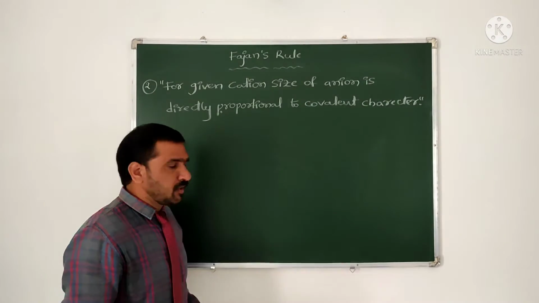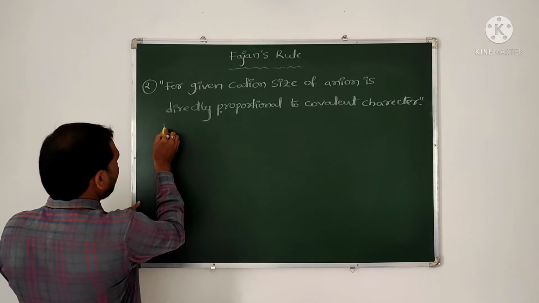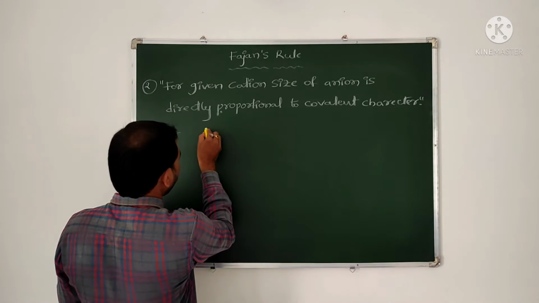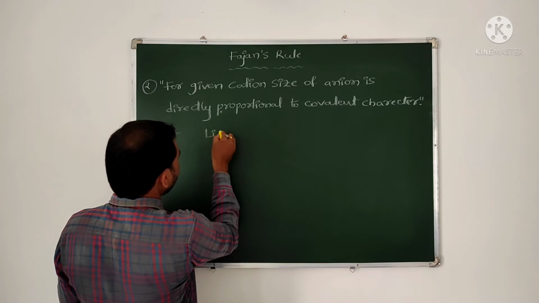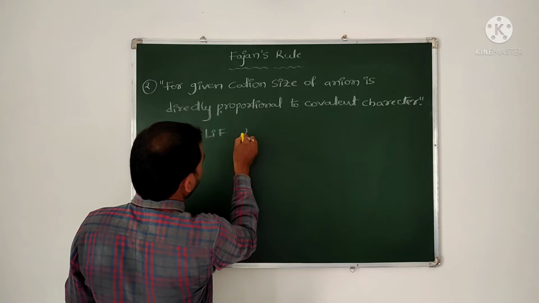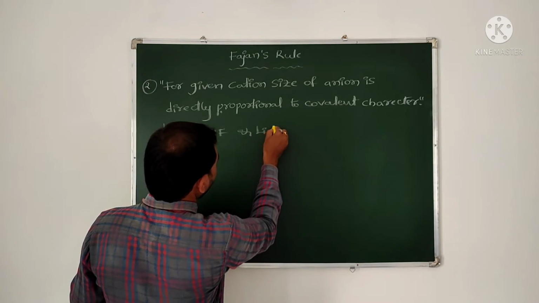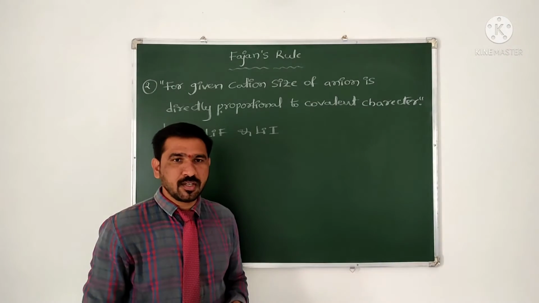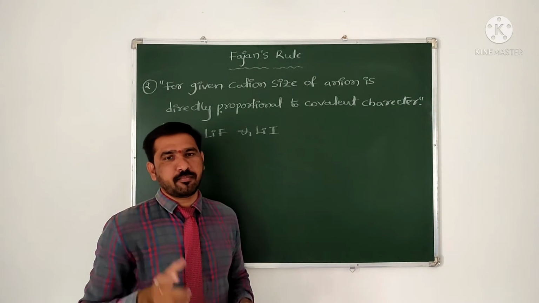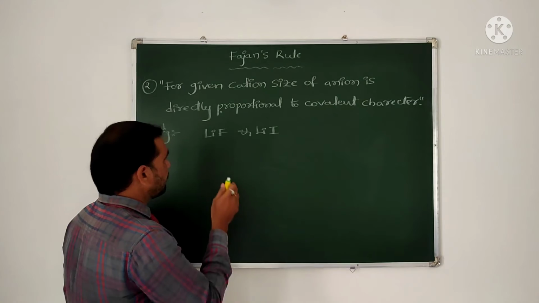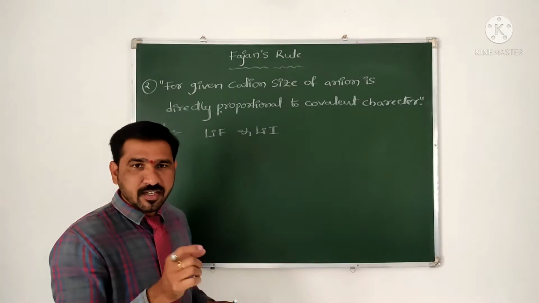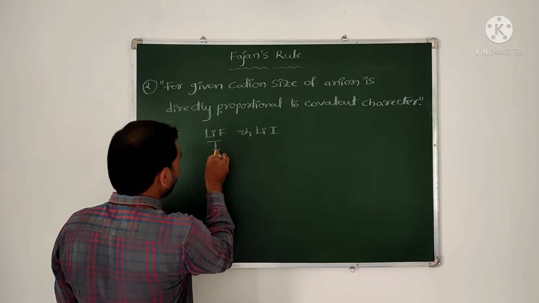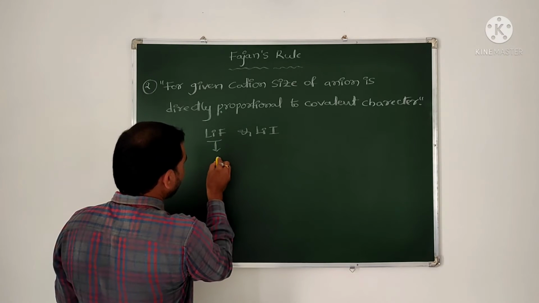Is it clear? Then coming to the second rule: for a given cation, size of anion is directly proportional to covalent character. Let me see one example. Lithium fluoride and lithium iodide. In these two compounds, the lithium cation is the same, so we need to concentrate on the size of the anion.